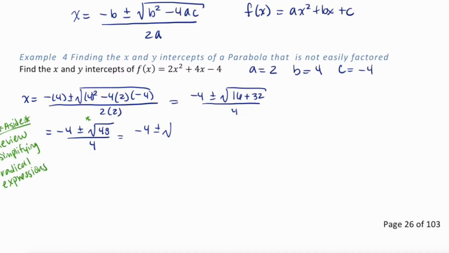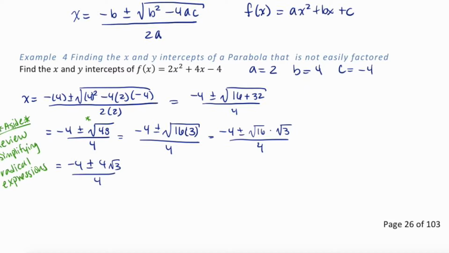How can we rewrite 48 so it is the product of a perfect square with another number? That is 16 times 3. That will give us 48. So we have -4 plus or minus the square root of 16 times the square root of 3 divided by 4, which is just equal to -4 plus or minus 4 square root of 3 divided by 4, which is -4 over 4 plus or minus 4 square root 3 over 4.